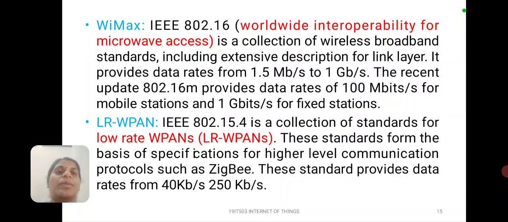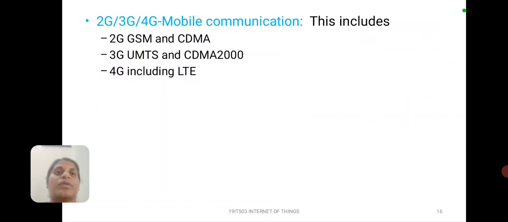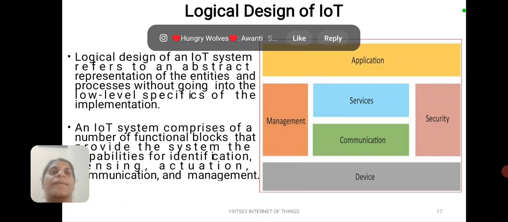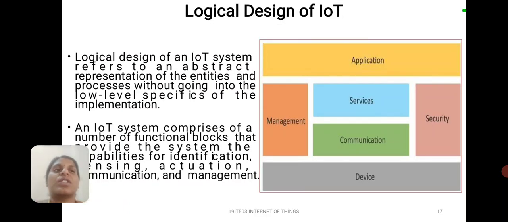LR-WPAN is a collection of standards for low rate wireless personal area networks. These standards are used for the specification of higher level communication protocols such as ZigBee. This standard provides data rates from 40 kbps to 250 kbps. Cellular includes 2G GSM, CDMA, 3G UMTS and CDMA2000, and 4G including LTE. So this is the logical design, consisting of application, management services, communication, device and security.